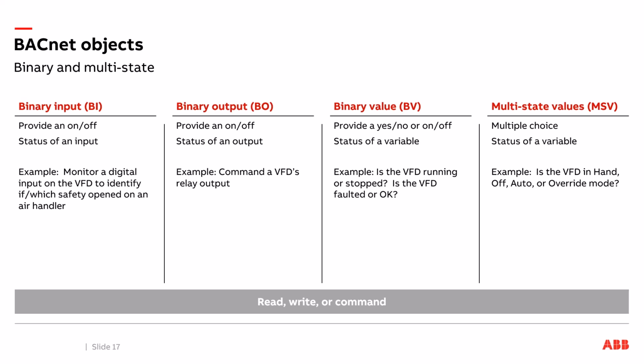Then there's multi-state values. It's like a multiple choice. It's a specific, hey, what mode are you in? But instead of being yes or no, it will say, well, I'm in one of four modes. So if I look at the example, I could be a VFD in hand, off, auto, or override mode. So if I was looking at that multi-state value, the drive would respond back and say which of those four modes it is in. So there's just so much information available, and there's just different ways to get that information from the drive over BACnet.